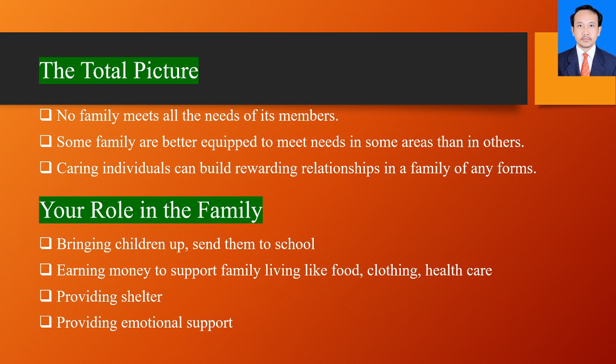If we talk about the first one, the role in the family of bringing the children up and sending them to school: being parents or the adults in the family, when your children are grown, you have to send them to school when they are of age to study. You have to send them to school and also bring them up. The next one is to earn money by finding a job to support the family, to buy food, give clothes, and support healthcare for them, as we are parents, and to provide shelter as well. And the last one is to provide emotional support.